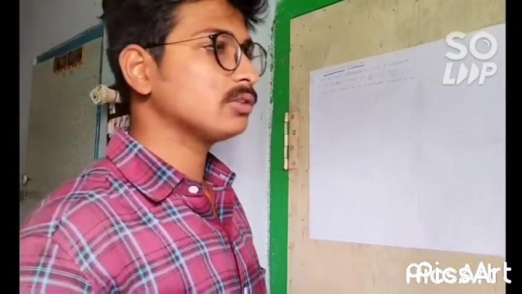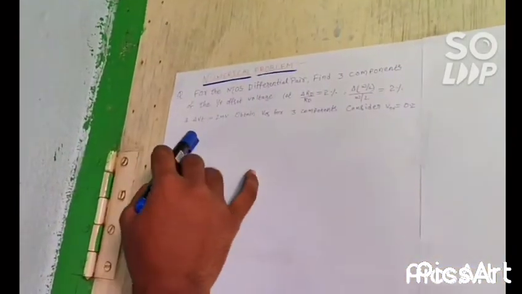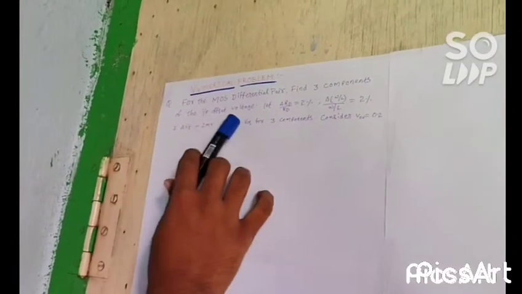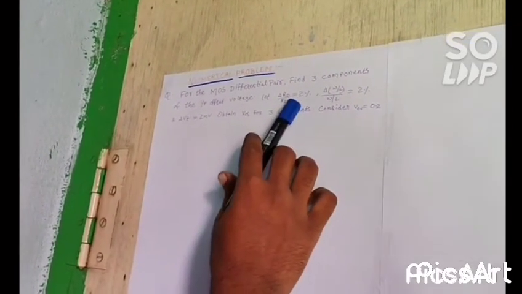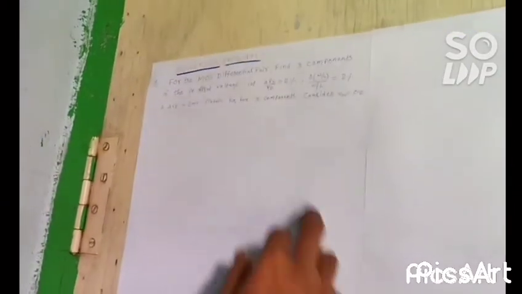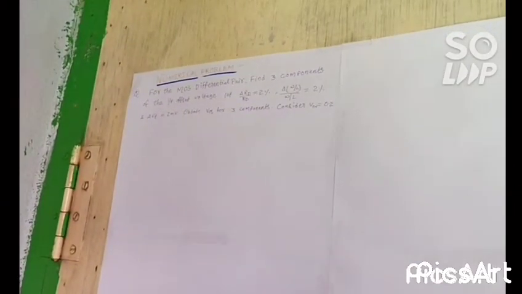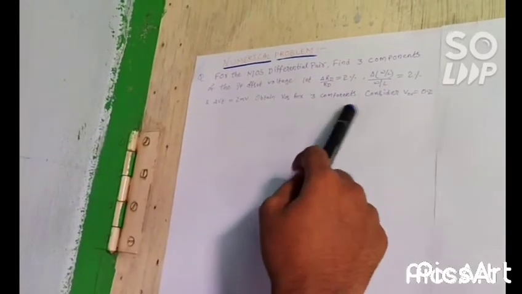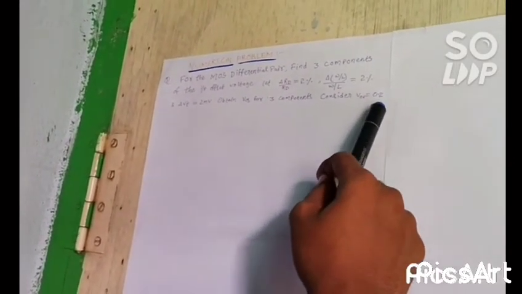Now we are going to see a numerical problem. Now there is a question. For the MOS differential pair, find three components of the input offset voltage. Given that delta Rd by Rd is equal to 2% and delta W by L is equal to 2% and delta Vt is equal to 2 millivolts. Obtain VOS for three components. Consider VOV is equal to 0.2.